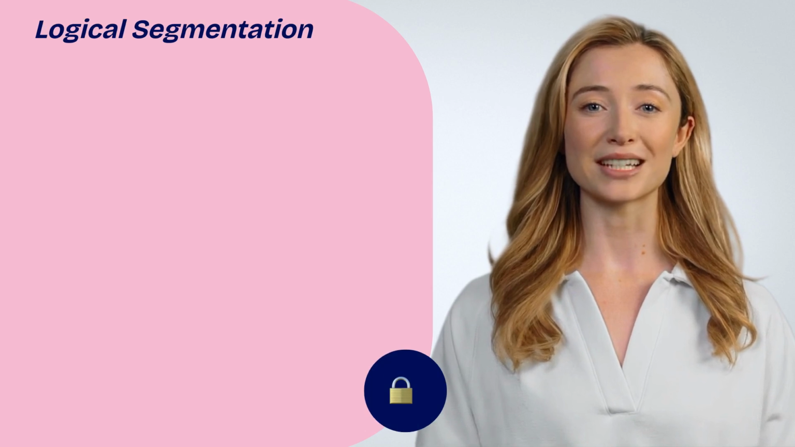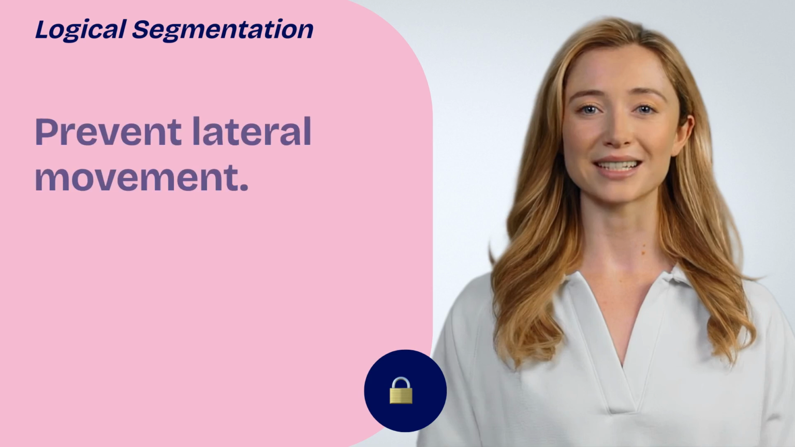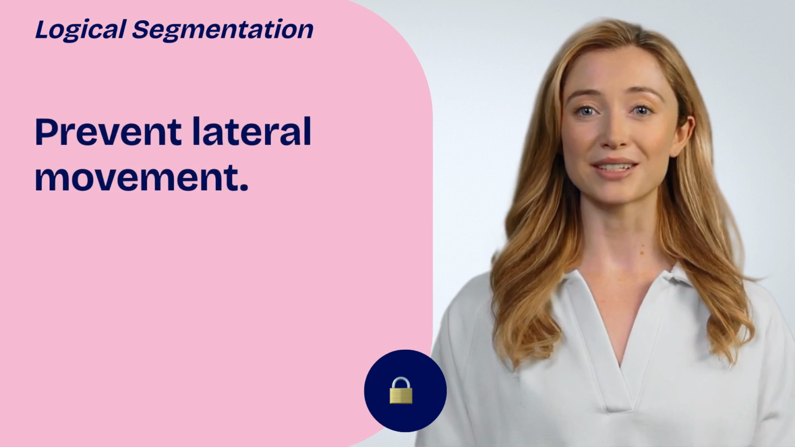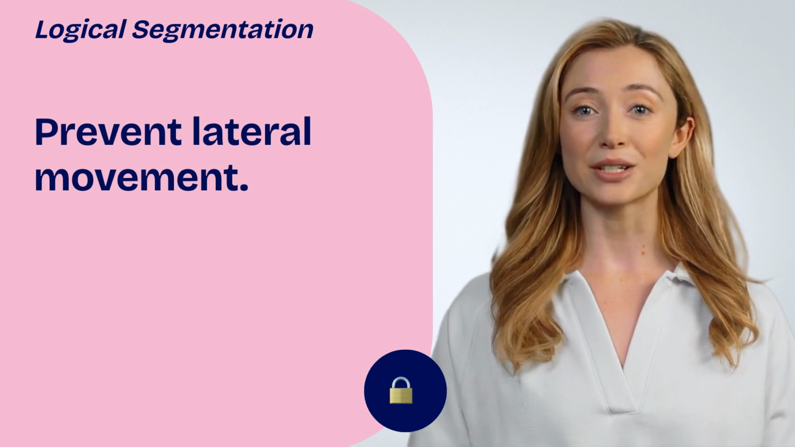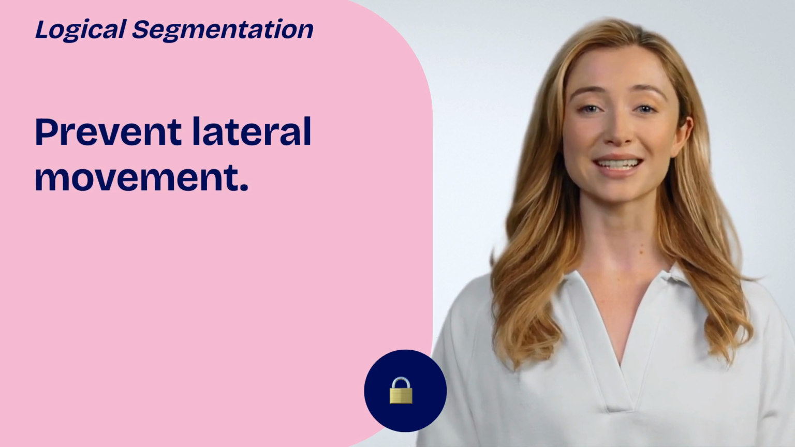Segmentation. Logical segmentation through VLANs or subnets can prevent an attacker from moving freely across your network. If one segment is compromised, the damage is contained. In a corporate network, you might have separate VLANs for HR, finance, and guest Wi-Fi.